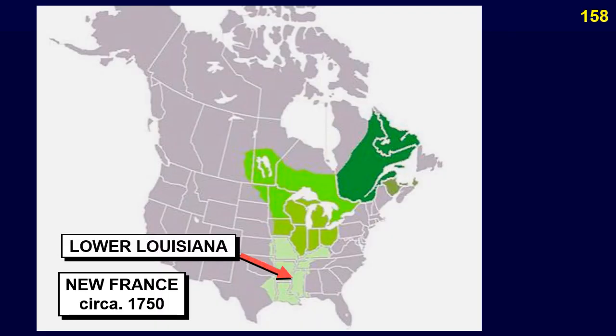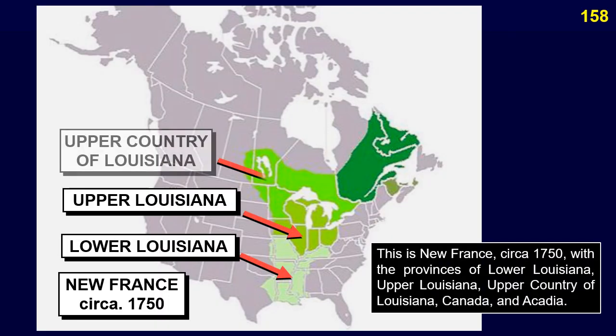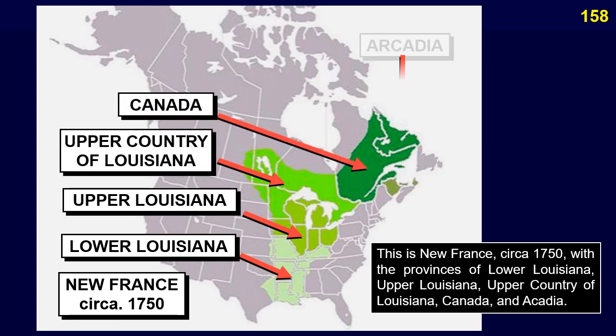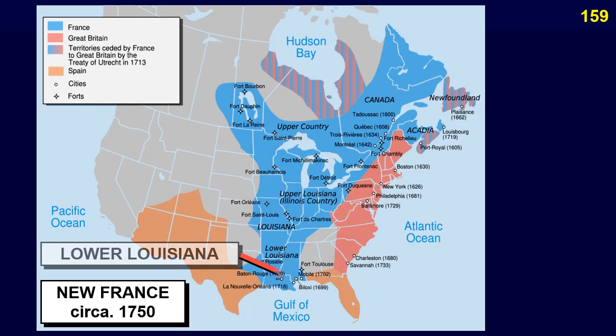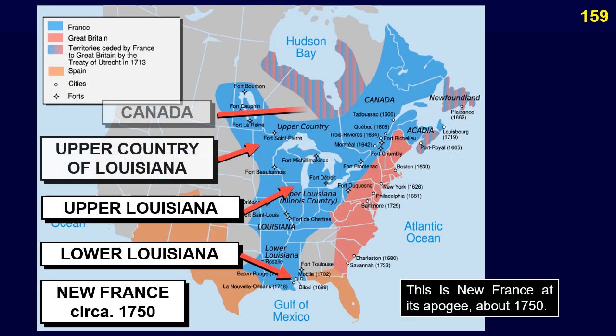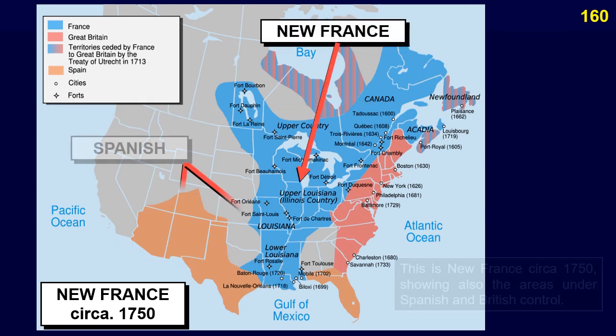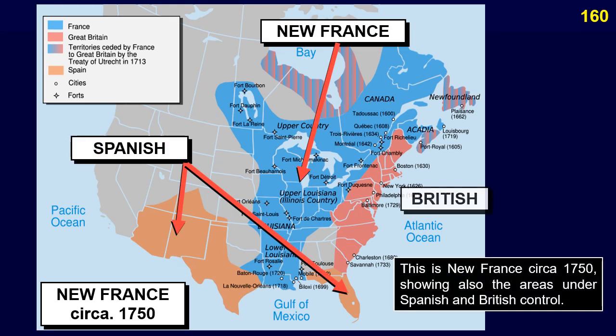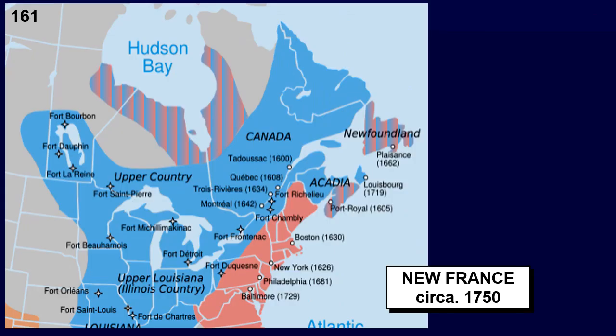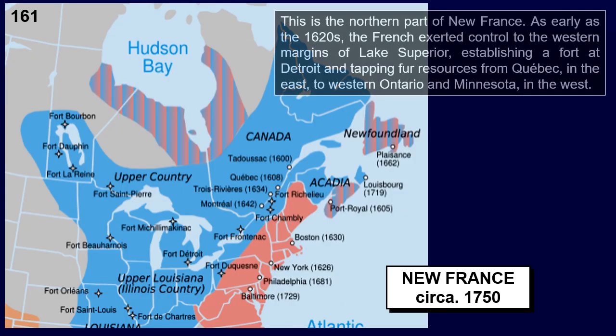This is New France, circa 1750, with the provinces of Lower Louisiana, Upper Louisiana, Upper Country of Louisiana, Canada, and Acadia. This is New France at its apogee, about 1750. This is New France circa 1750, showing also the areas under Spanish and British control. This is the northern part of New France.